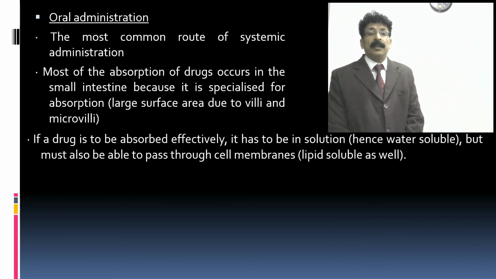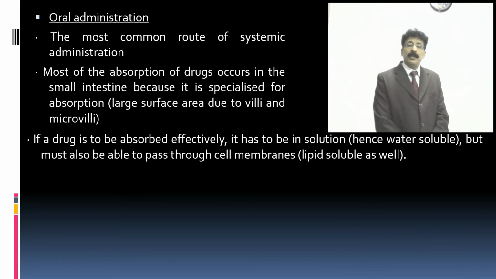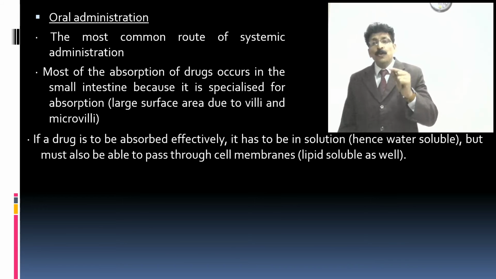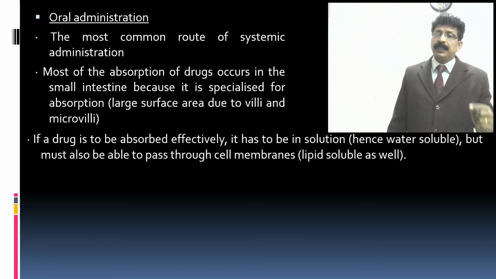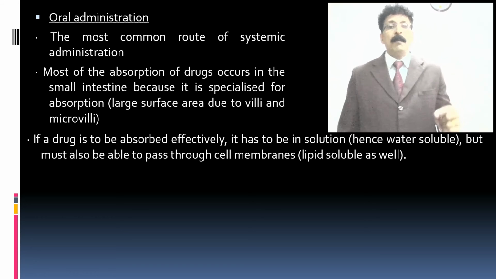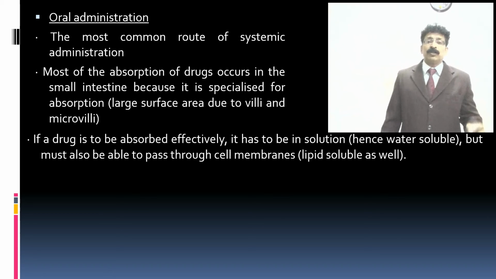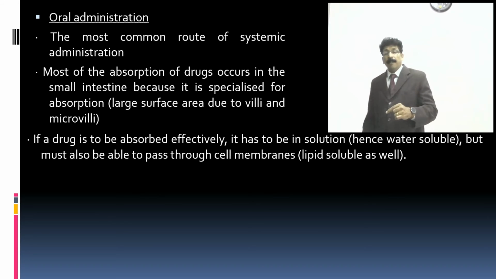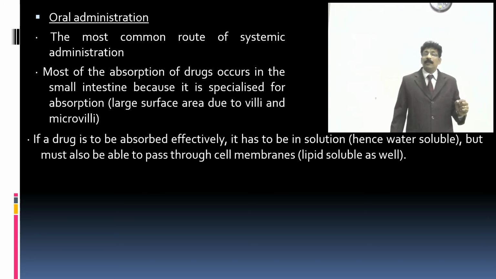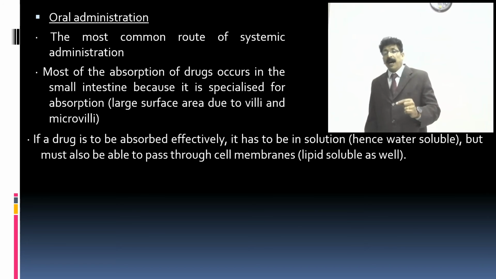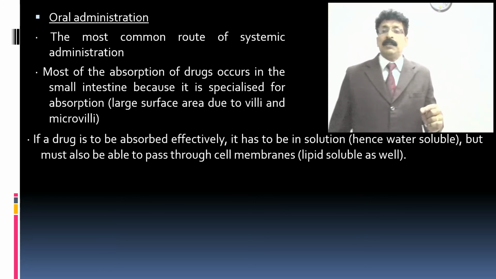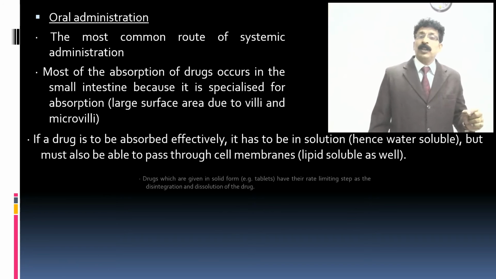If a drug is to be absorbed effectively, it has to be in solution form. Hence, water soluble. Most of the drugs are water soluble, but must also be able to pass through the cell membrane, so lipid soluble as well. If it wants to cross the blood-brain barrier, if it wants to act on the central nervous system, it has to be lipid soluble too.